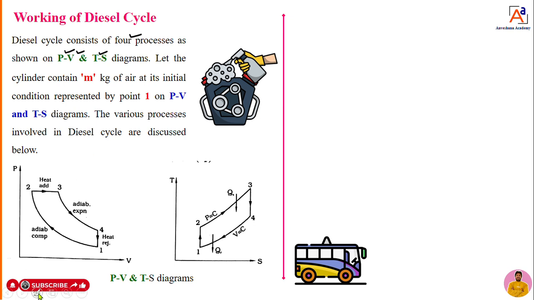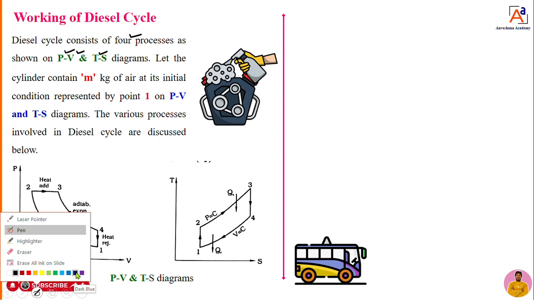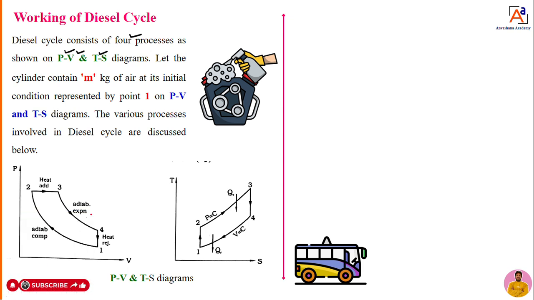What he has done, dear students, he has taken 1 kg of air, because in the diesel cycle we already know that initially air gets sucked into the cylinder, and that air will be compressed. That means he has taken some amount of air into the engine. That amount of air is 1 kg. For analysis or for study, he has taken 1 kg of air into the cylinder initially.